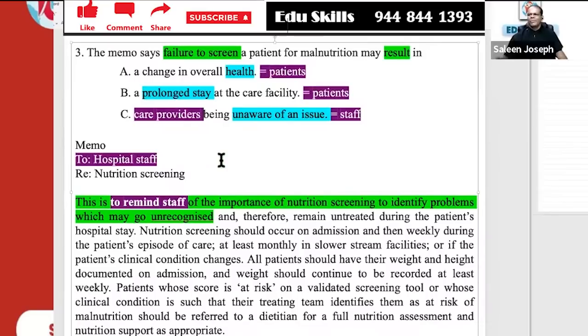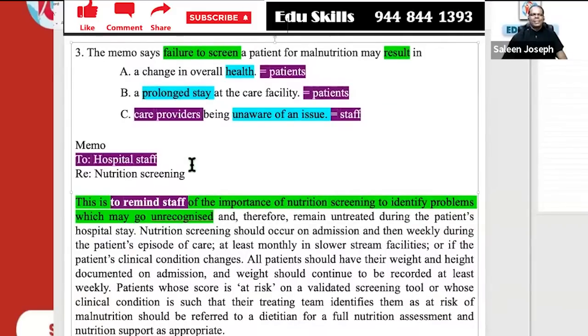Another strategy I am giving you. See, among the three options, that is known as the concept or the idea. Option A speaks about patients, their overall health. B speaks about the prolonged stay of the patients in the care facility. Only C speaks about the staff or the care providers.